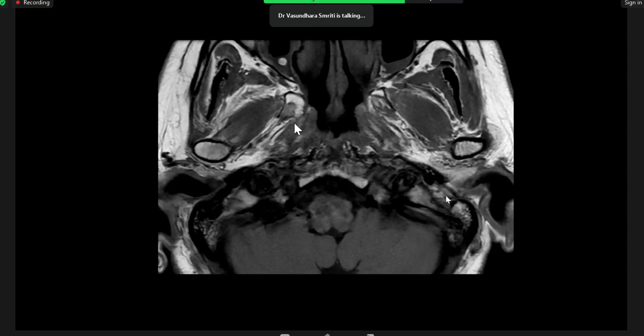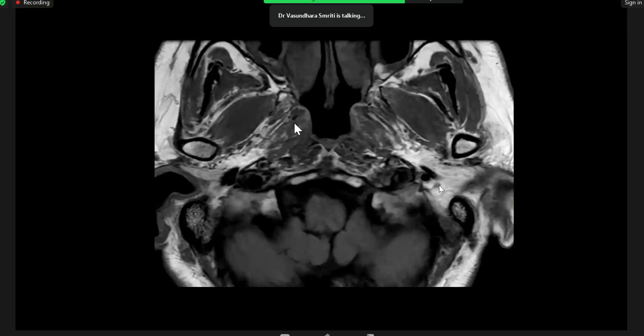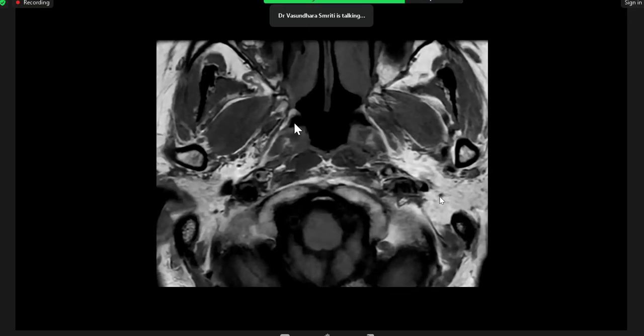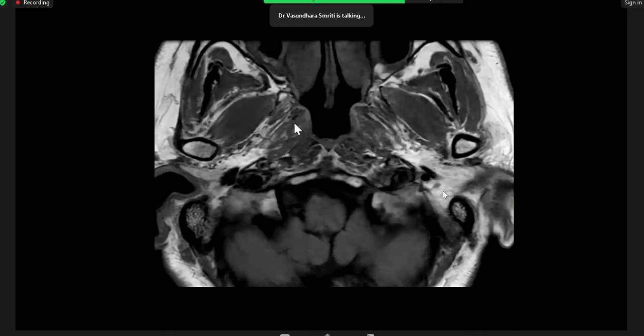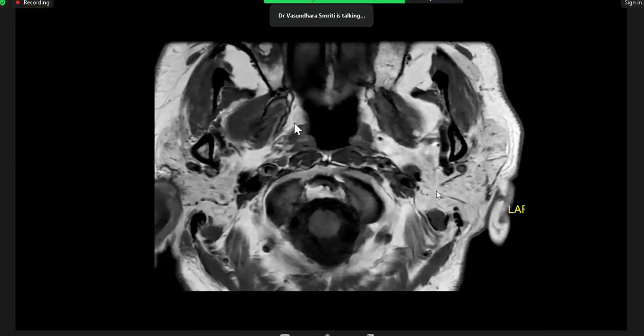As the nerve travels laterally, it travels like a dot. If your parotid is fatty, you will see the nerve on T1 as well as on T2. Otherwise, you will see it well on your T2. The nerve travels laterally like this as a dot, and then it comes to lie lateral to the retromandibular vein. So this is the normal anatomy through which this nerve will travel.